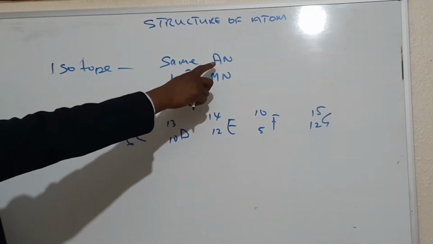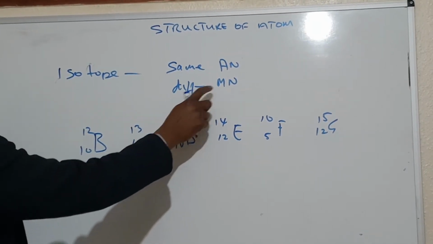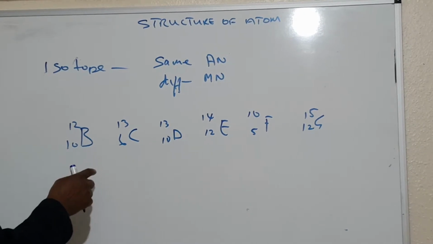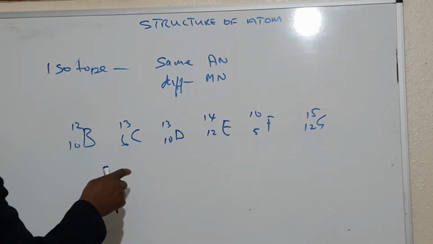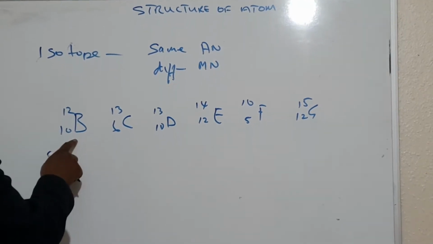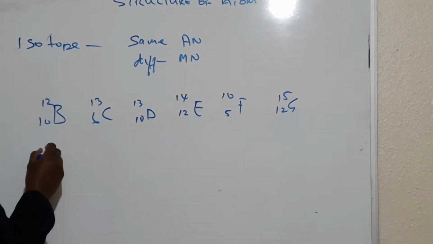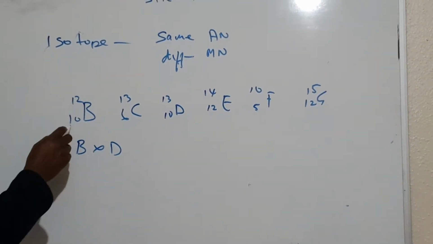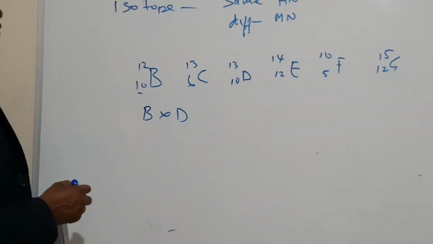Bearing in mind that they have the same atomic number, different mass number. E and G, C and D. Now let's start here. B and which one? B and D. Why? They have the same, they all have 10 atomic number in it.